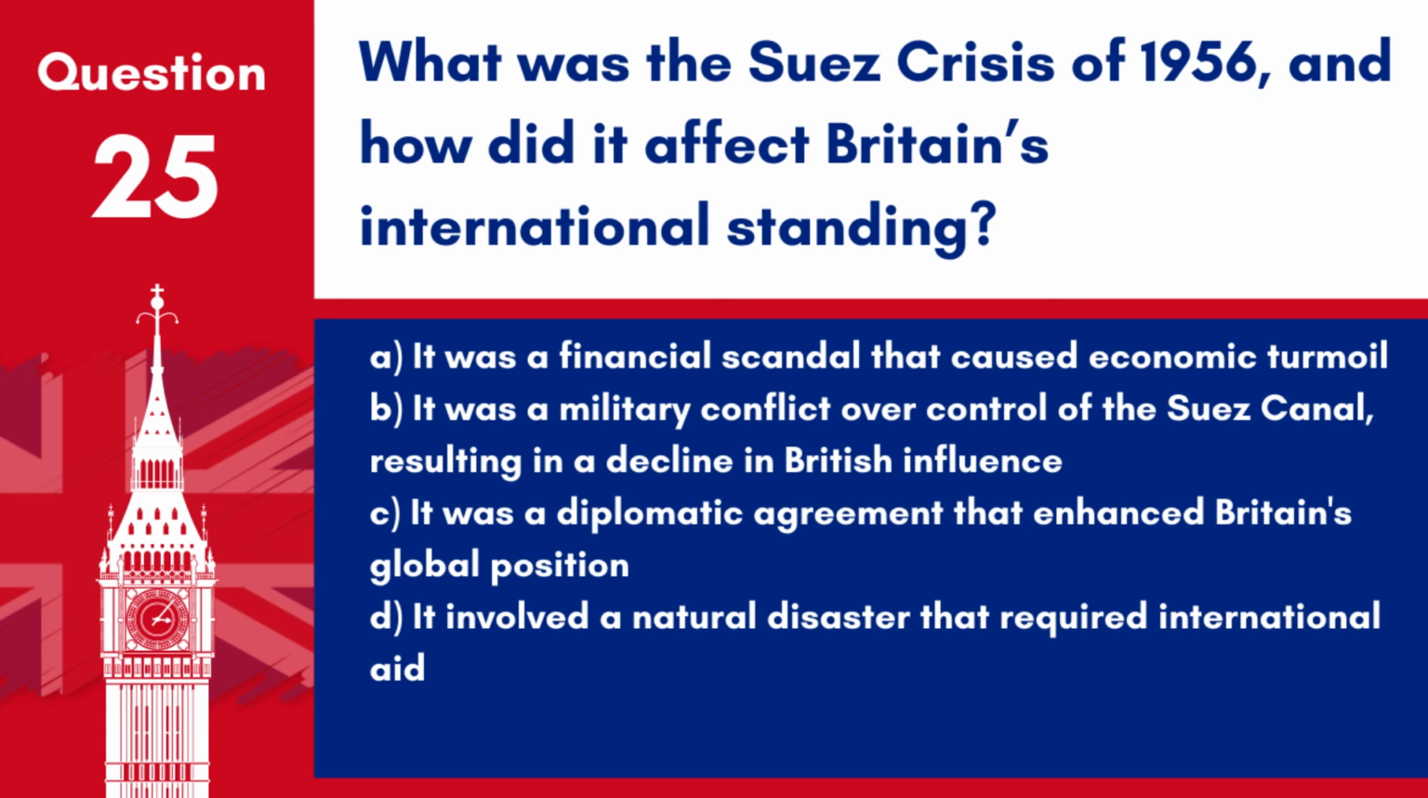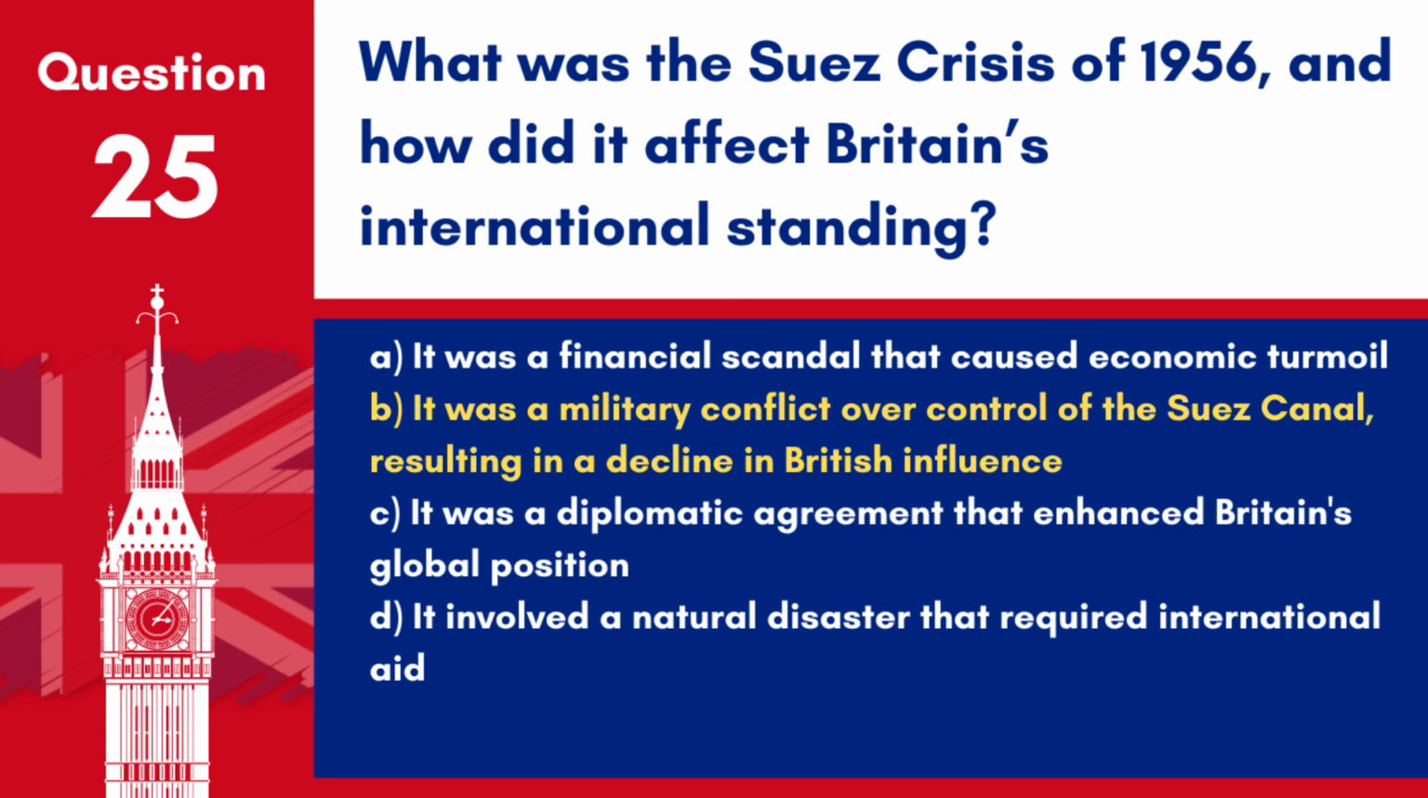A. It was a financial scandal that caused economic turmoil. B. It was a military conflict over control of the Suez Canal, resulting in a decline in British influence. C. It was a diplomatic agreement that enhanced Britain's global position. D. It involved a natural disaster that required international aid.